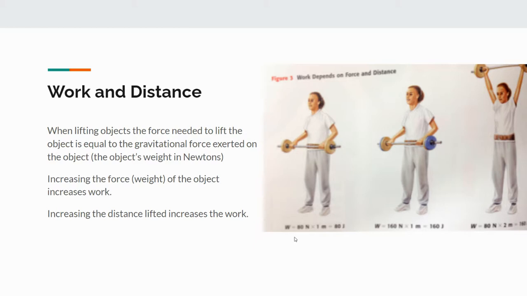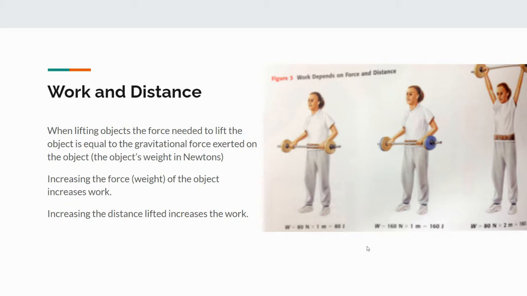So this one, if we're lifting it from the floor to our waist, and the object weighs 80 newtons, and we're lifting it 1 meter, then we're doing 80 joules of work. If we increase the weight, so we added weight here, 160 newtons, so the weight of it is 160 newtons, and we're still raising it 1 meter, then we double the amount of work we need to do because we doubled the weight.